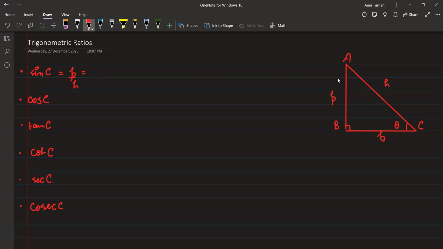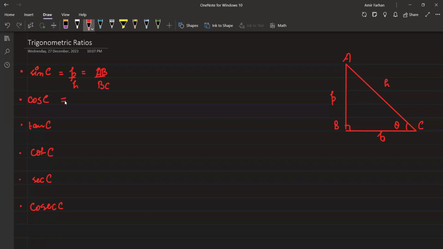Now if I write this as AB by BC, okay? So the value of sine C will be equal to AB by BC. Yes or no? Clear?